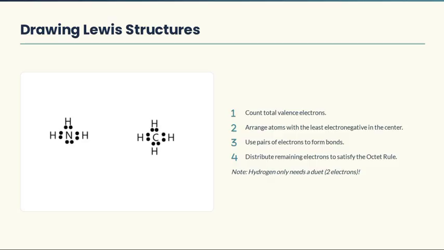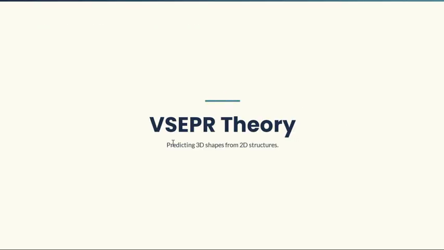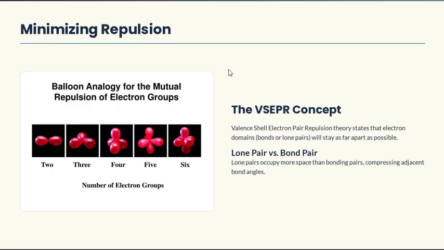And then we're going to go over VSEPR theory, which predicts the 3D shape from 2D structures. First we're going to do minimizing repulsion. Valence shell electron pair repulsion theory states that the electron domains, bonds or lone pairs, will stay as far apart as possible. A lone pair occupies more space than a bonding pair, and it compresses adjacent bond angles. So here's a representation of this. It's pretty cool.